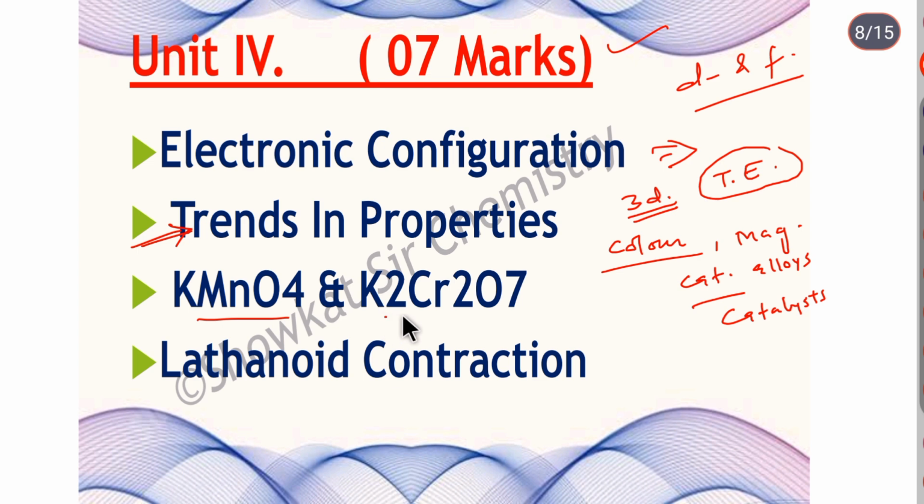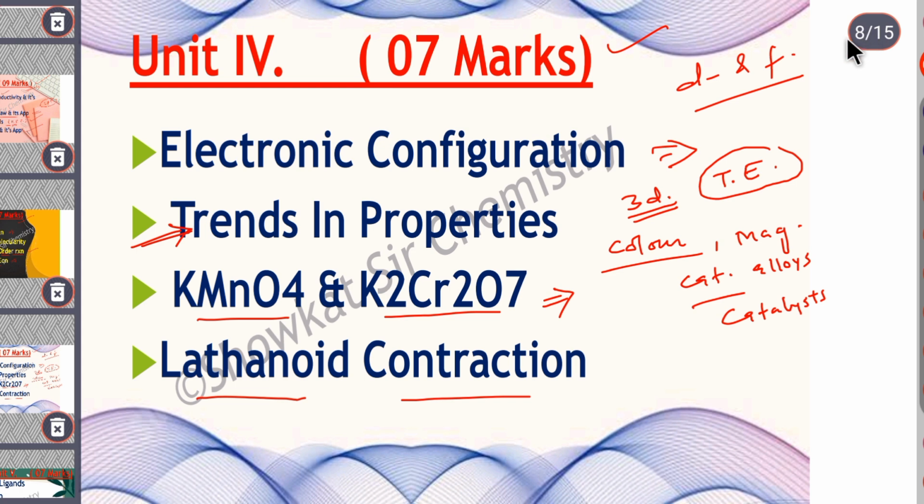Next, very important here are the 2 oxidizing agents, potassium permanganate and potassium dichromate. Their preparation and properties are very important, and oxidizing properties particularly. Next is lanthanoid contraction. Its cause and consequence are very important. So this is your unit 4.